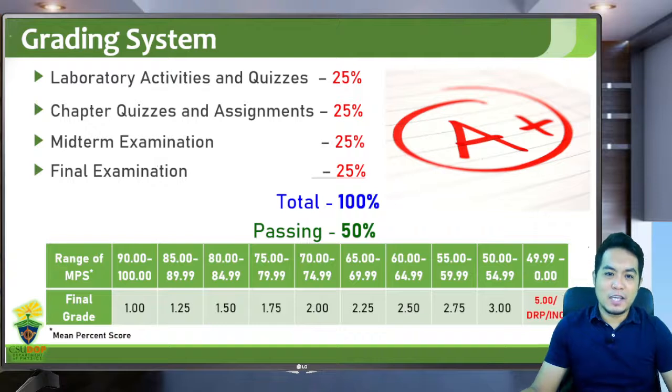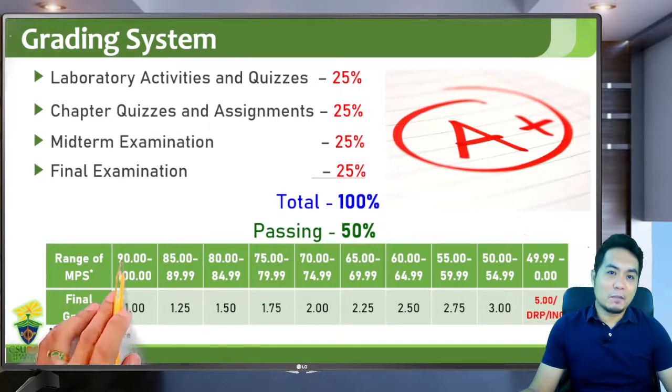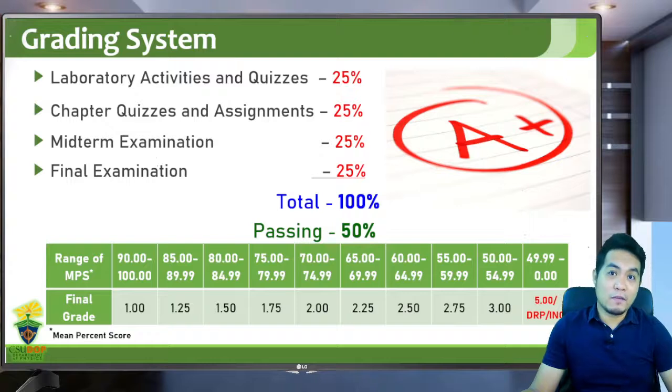These are the passing grades depending on the range of your mean percent score. The mean percent score, MPS, is your final or standing grade. So if your standing grade is between 90% to 100%, that's already flat one.